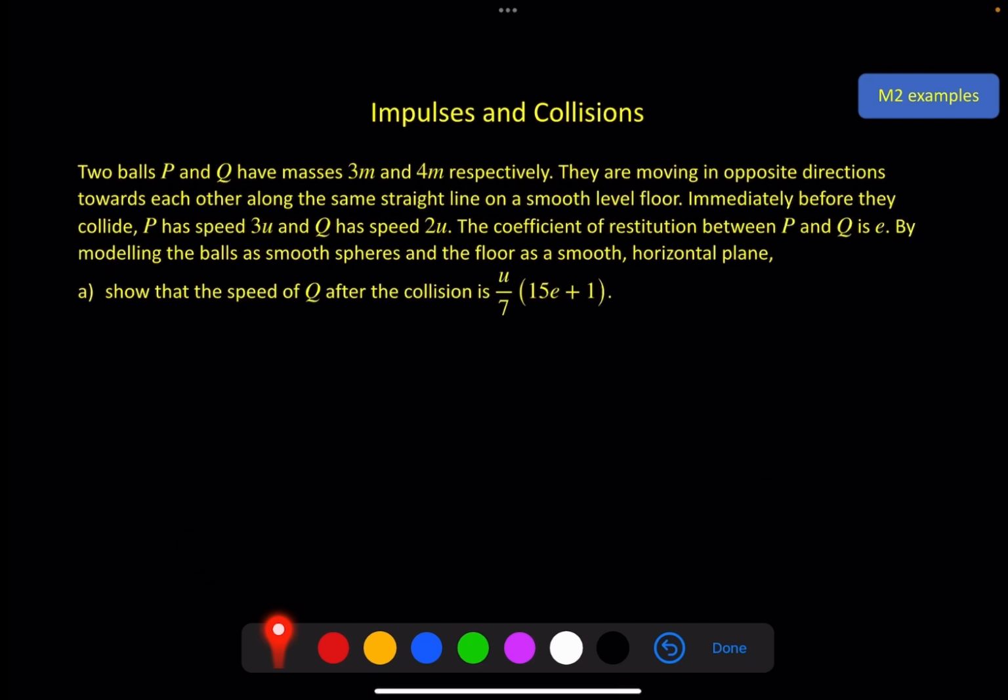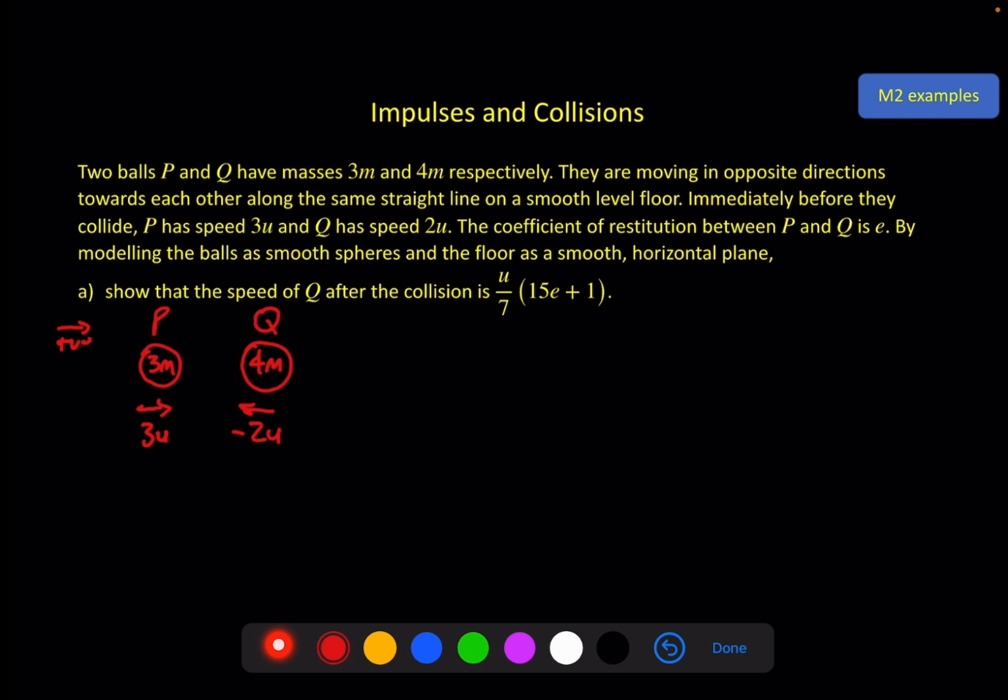Two balls P and Q have masses 3m and 4m respectively. They are moving in opposite directions towards each other along the same straight line on a smooth level floor. Immediately before they collide, we've got 3u for P and a speed of 2u for Q. So let's draw this up. We've got P here, mass 3m, Q here, mass 4m, P is travelling at speed 3u, Q is travelling at speed 2u, velocity minus 2u. Taking this direction to be my positive.